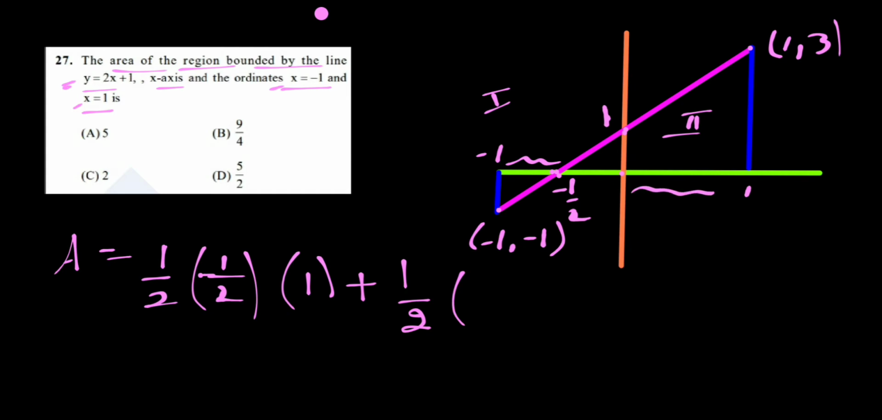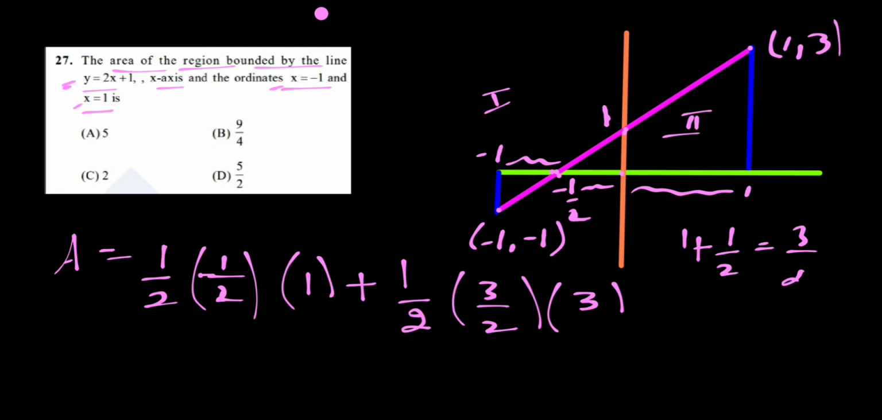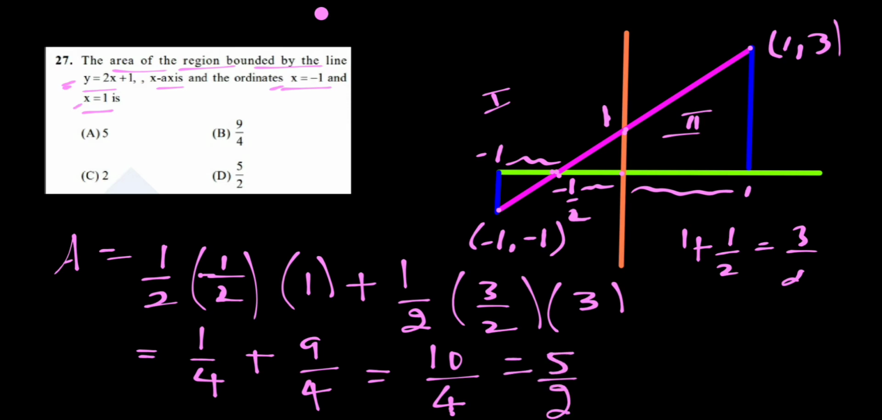Plus the big triangle, the second triangle area, is half into base. The base, you observe, this is 1 and this is half. 1 plus 1 by 2 is the base, that is nothing but 3 by 2. 3 by 2 into height. Height is 3. Now we make the simplification. 1 by 4 plus 9 by 4 is equal to 10 by 4. 10 by 4 is nothing but 5 by 2. So 5 by 2, option D is the correct answer.